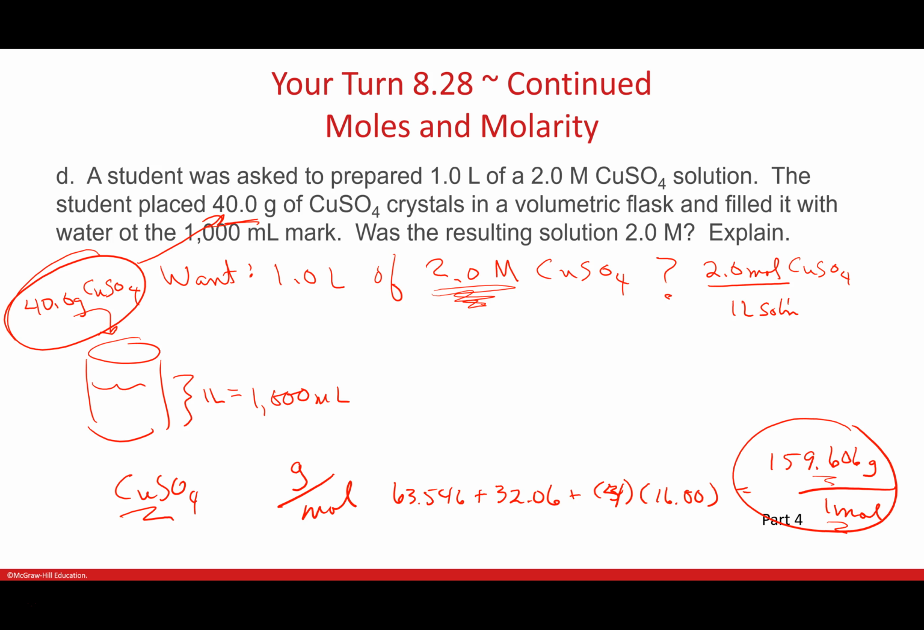If this is the maximum one. It's 159.606 grams in 1 mole. Is 40 grams 2 moles? No. Very good. The answer is no. How would we get 2 moles from this number? Double it. Yes, ma'am. So if we want to do this right, we just take 2 times 159.606, add it to our 1 liter, and we have 2 moles.